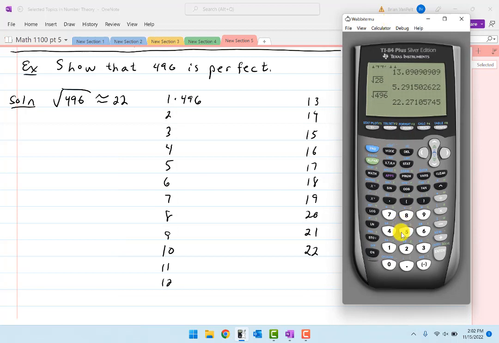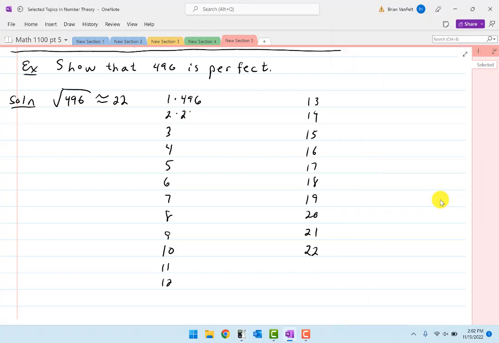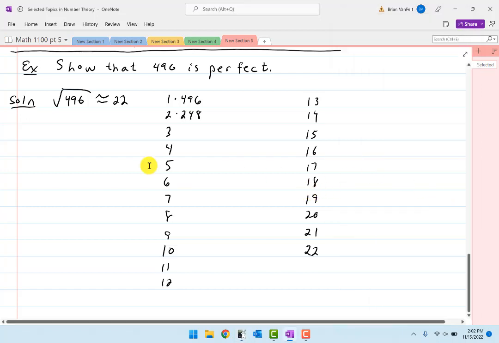2, well, let's take a look. 496 divided by 2, that's 248. Does 3 go into it? Let's see. 4 plus 9 is 13, plus 6 more is 19. 3 doesn't go into it.